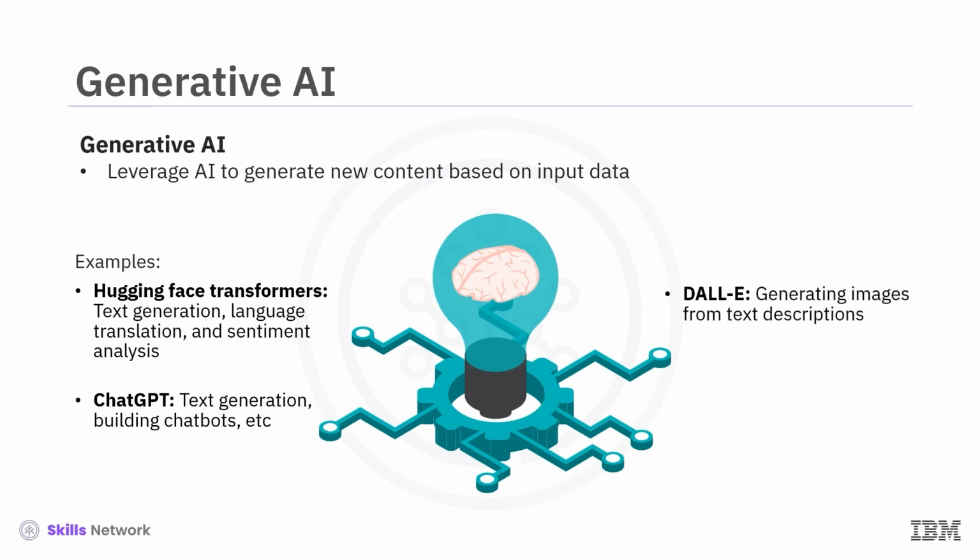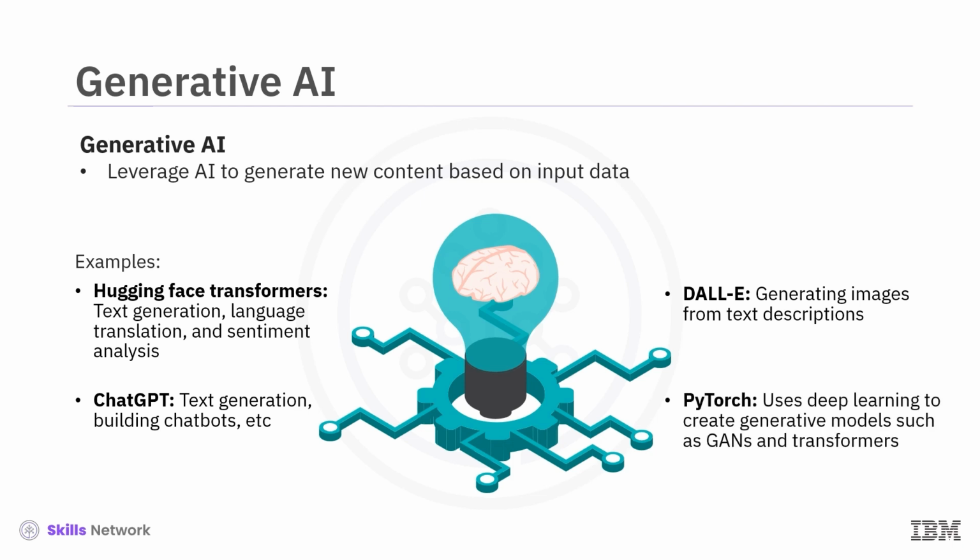DALL-E is a tool from OpenAI for generating images from textual descriptions. PyTorch uses deep learning to create generative models, such as generative adversarial networks, or GANs, and transformers for text and image generation.